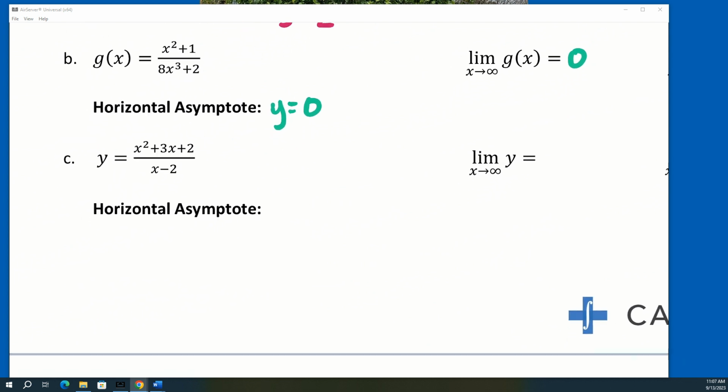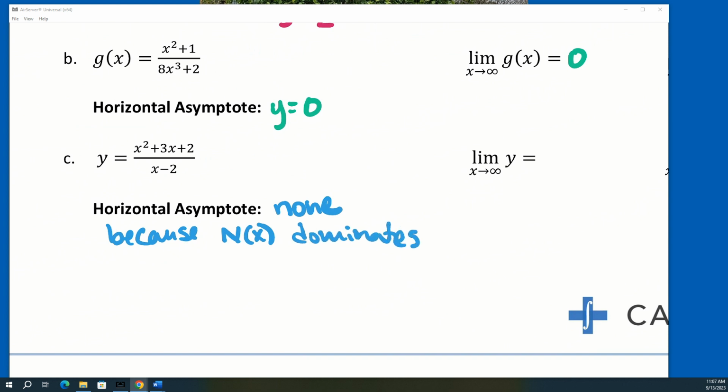All right. And then this last one, the numerator is greater. So what does that mean about the horizontal asymptote? There's not going to be one. It doesn't exist. And it doesn't exist because the numerator dominates. So it's either on one side going to keep getting bigger and bigger and bigger, or smaller and smaller and smaller. But we can still give the end behavior.